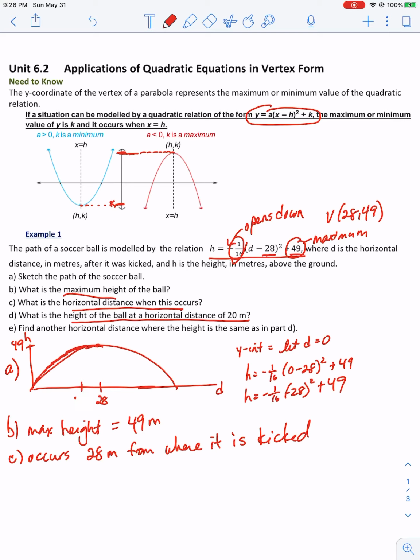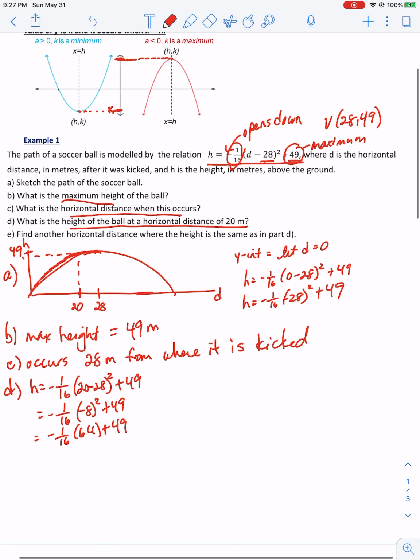What is the height of the ball at a horizontal distance of 20 meters? So when it's about 20 meters right here, the question is, what's the height? Well then, for that one, we want to let the horizontal distance equal 20. So h equals negative 1/16 (20 minus 28) squared plus 49 equals negative 1/16 times negative 8 squared plus 49. So negative 1/16 times 64 plus 49. And so negative 1/16 times 64, that's going to be negative 4 plus 49, and that equals 45 meters.